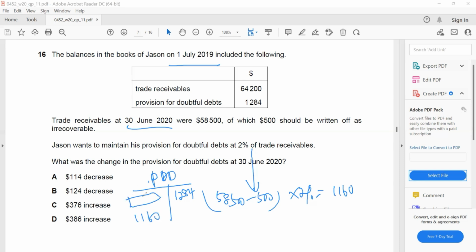So we will have a decrease. The difference will be 1,284 minus 1,160. So we have 124. So this amount decreased by 124. So 124 is a decrease in the provision for doubtful debt. Okay, now let's continue.